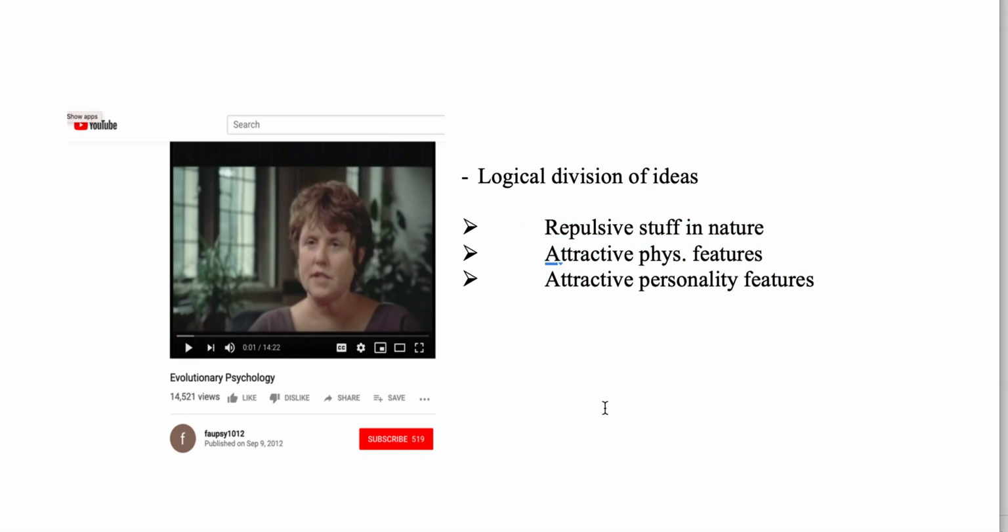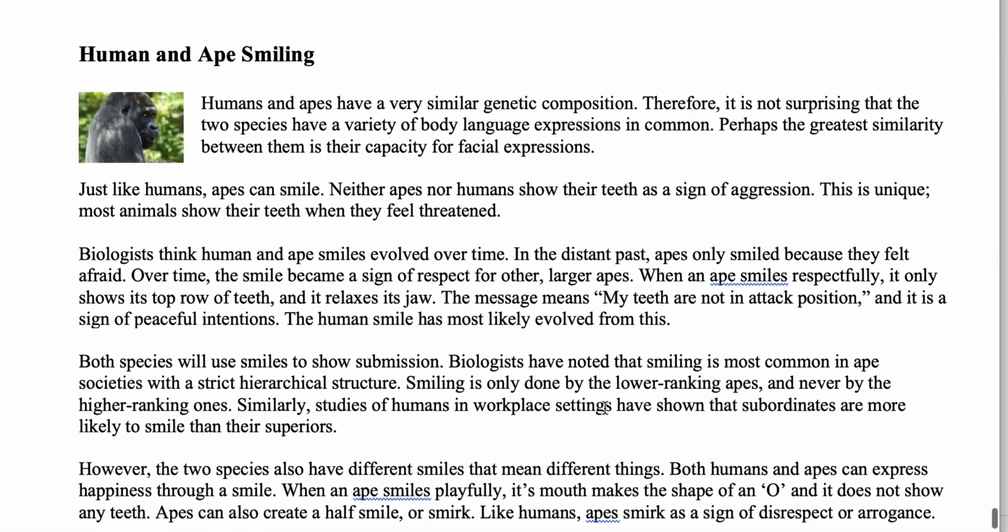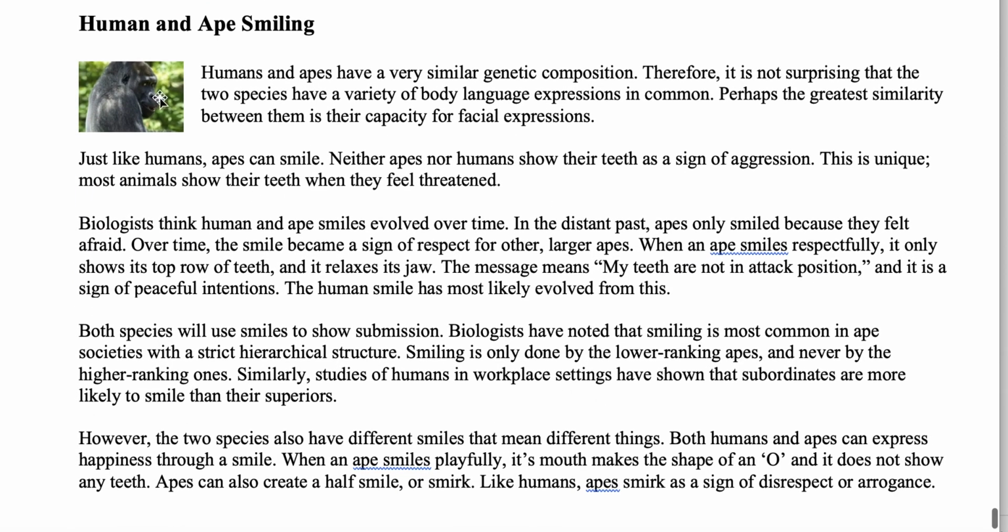These are very common academic frameworks we can use in our own writing, but they're not the only ways to organize ideas, just like there's a lot of recipes out there in the cooking world. If you look at this text here, you see another fairly common pattern of organization. You've really got two topics here, humans and apes.